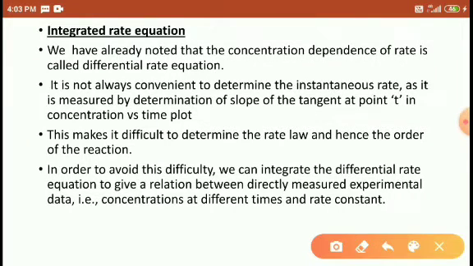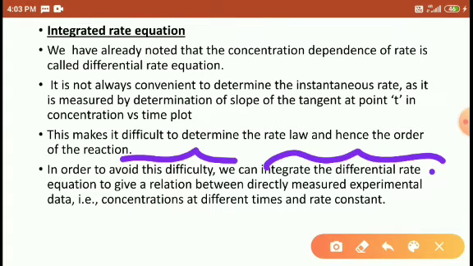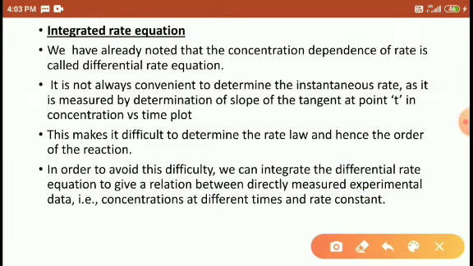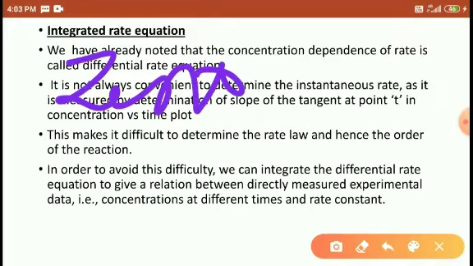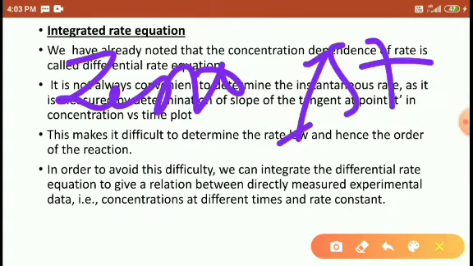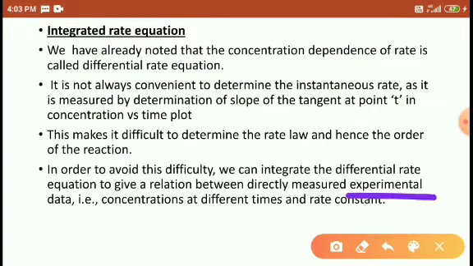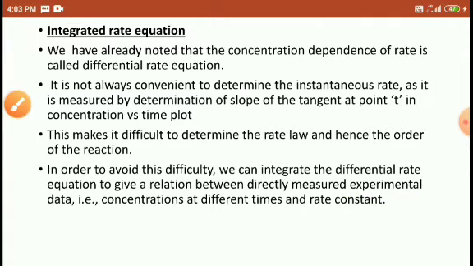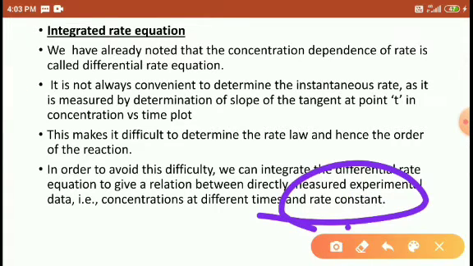In order to avoid the difficulty, the integrated rate equation gives the relationship with the experimental data, right? Theoretically it is very difficult to determine the zero and first order of reactions, so it is determined on an experimental basis only. In the experiment, we find the concentration at different times and the rate constant.